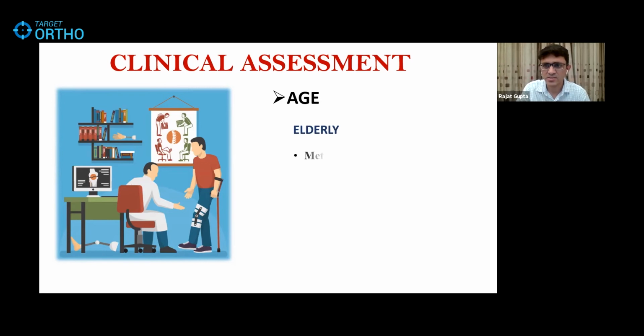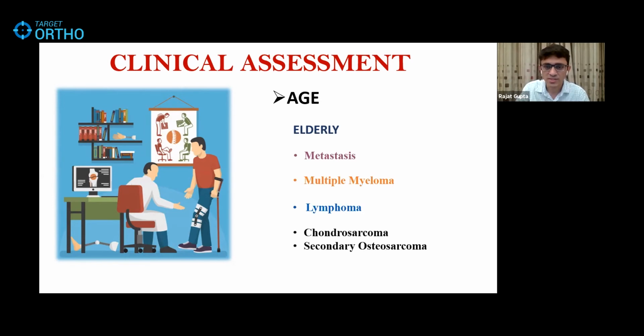Coming to the malignancies, obviously malignancies are more common in the elderly age group. The most common is obviously the metastasis, as we all know. And among the primary malignancies, it could be multiple myeloma or lymphoma. And not to mention that even primary bone sarcomas like chondrosarcoma or secondary osteosarcomas are also common in the elderly age group. So basically, the age gives us a rough idea as to what could be the possible diagnosis in that patient. For example, I can't expect a 5-year-old to have adenocarcinoma or a myeloma or a metastasis, and so on.